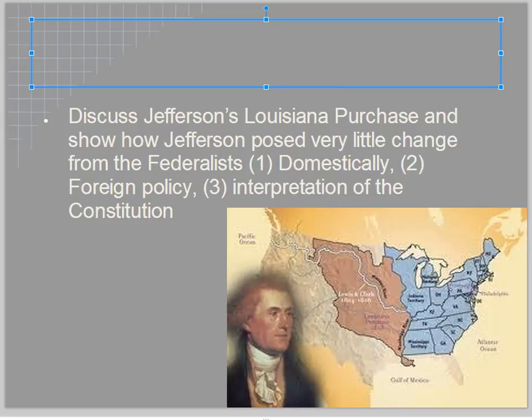So looking at probably one of the most famous things that Jefferson did during his presidency, the Louisiana Purchase, we want to discuss it and show how there was very little change from that of his Federalist predecessors, the political party before him under George Washington and John Adams, led by basically Hamilton, in his domestic and foreign policies and interpretation of the Constitution.